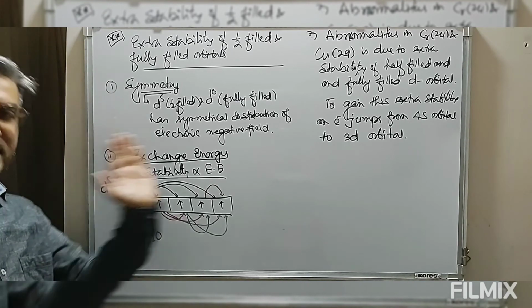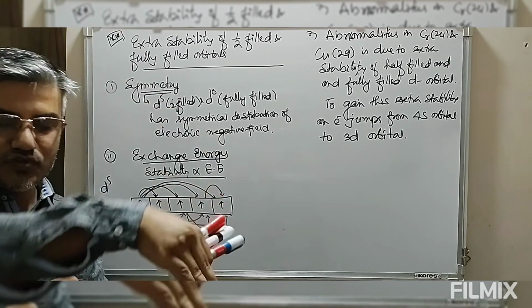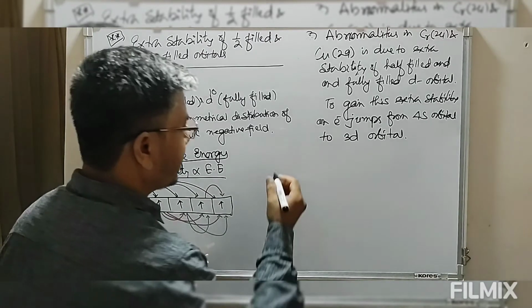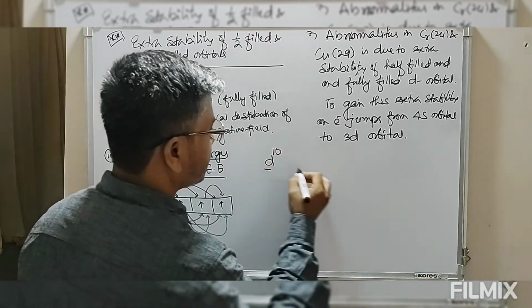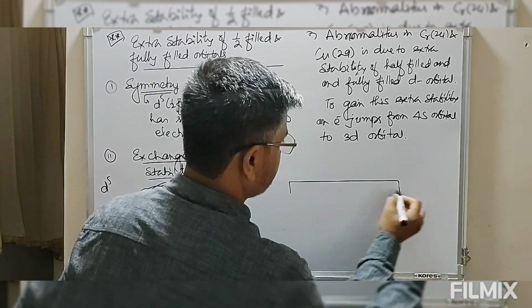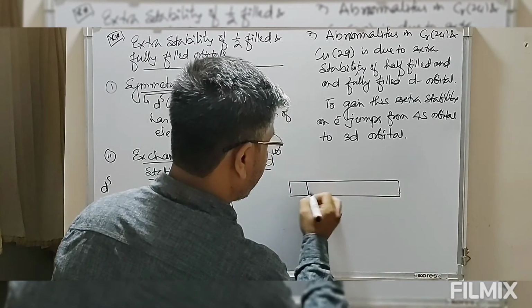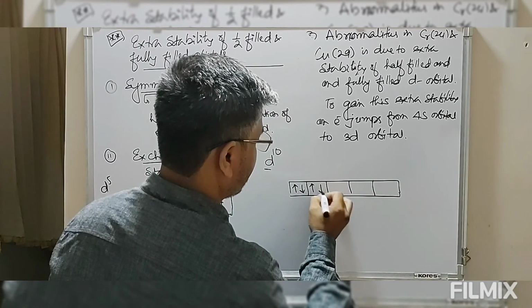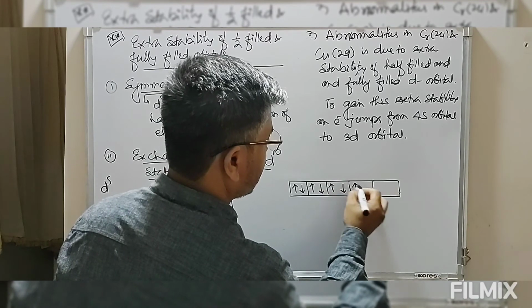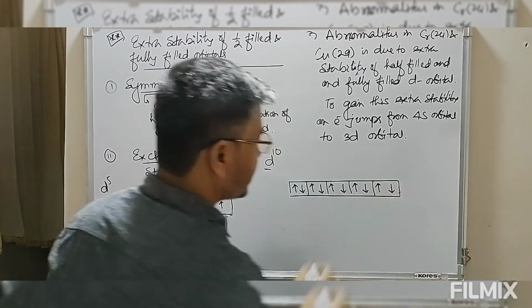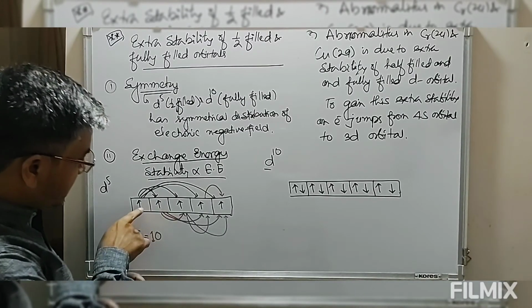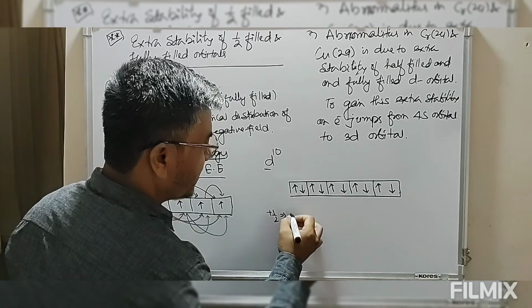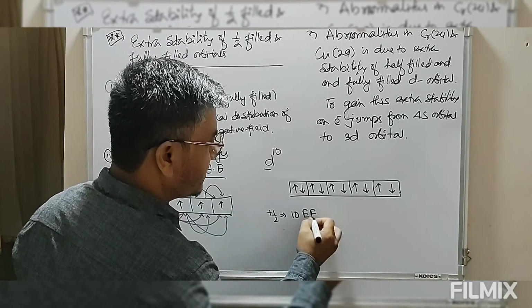So to gain this extra stability, an electron from 4s jumps to the 3d orbital. The same is the case when we have completely filled, that is 3d10. Take this d10. This is completely filled, and the most stable is the one having completely filled. So now look at this, when we have the plus half, it will have 10 exchange energy terms.